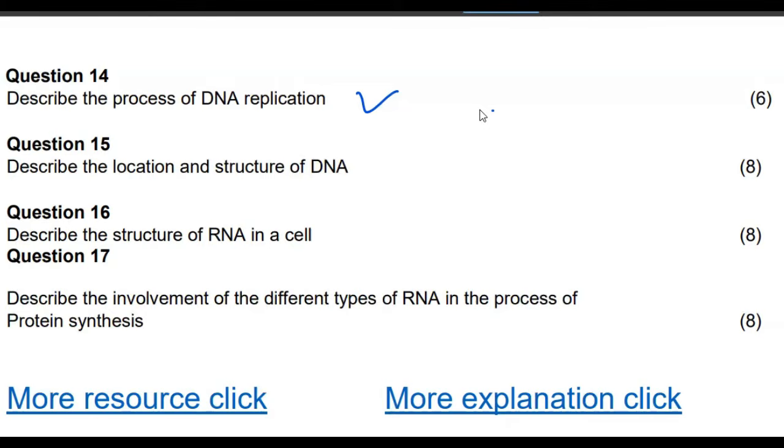Then describe the structure of RNA. The structure of RNA is a little bit the same as DNA, but only a few things are not there. That is the thymine, the double strand, and also the weak hydrogen bonds.